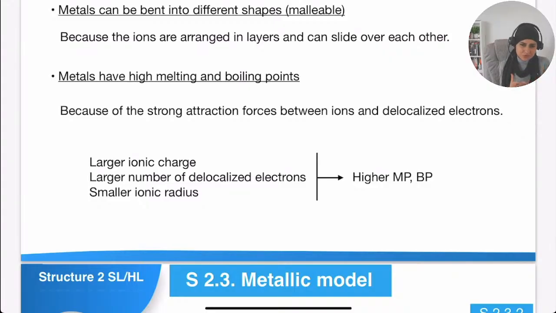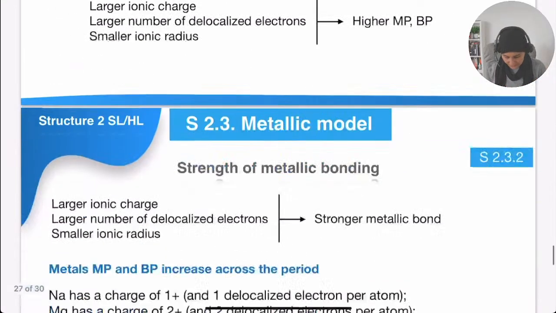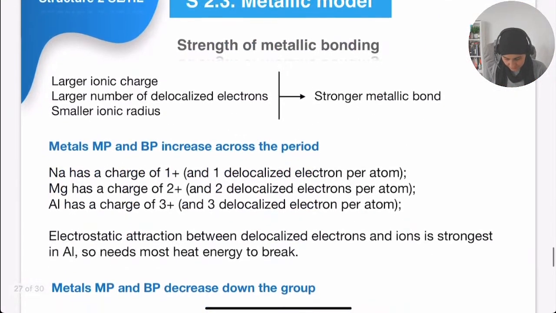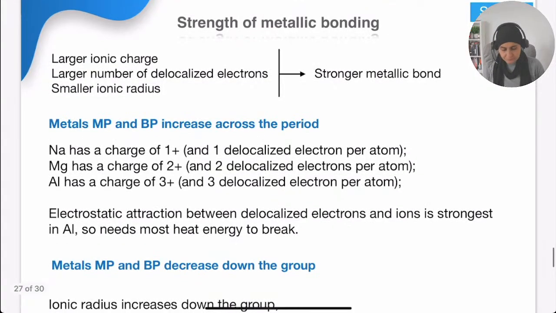So think about attraction between, like in ionic substances, that's the same, yeah? So the larger the charge, the smaller the radius, the better the attraction. That's it. But one word of warning. The same factors affect the strength of the metallic bond. So larger charge, larger number of delocalized electrons, and smaller radius mean stronger bonding.